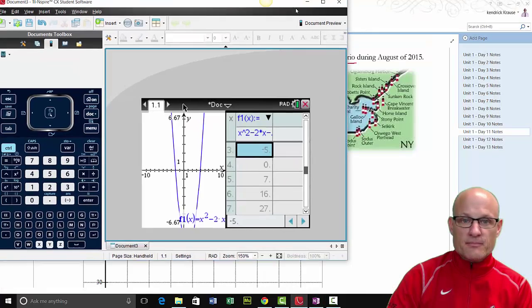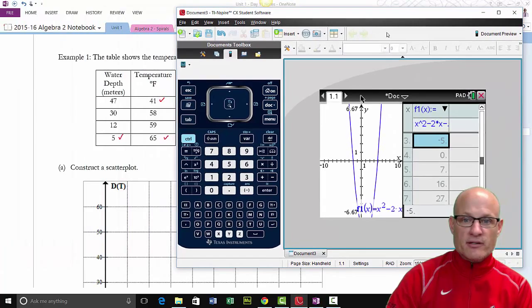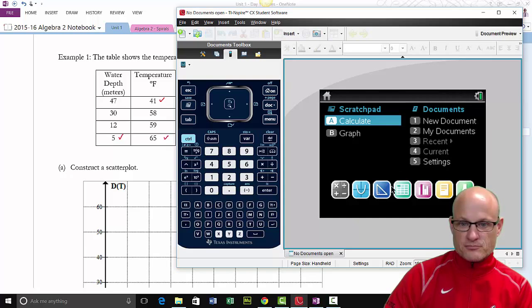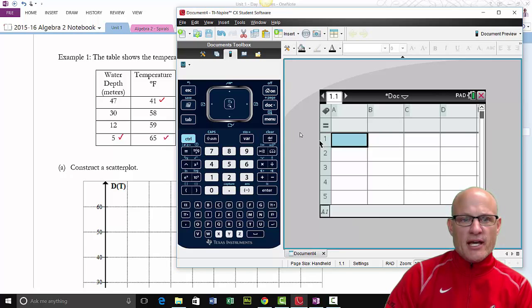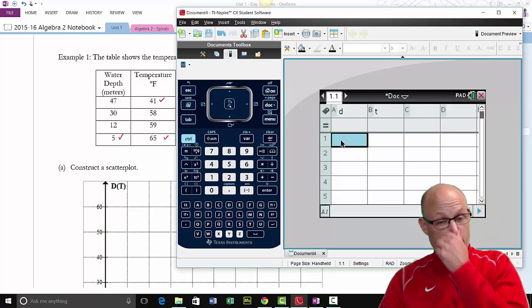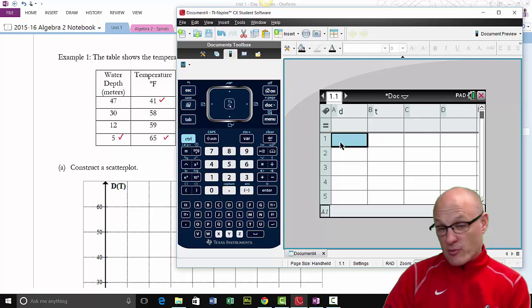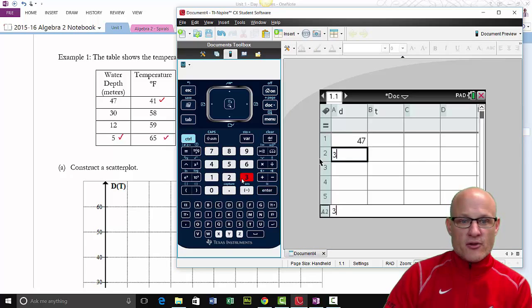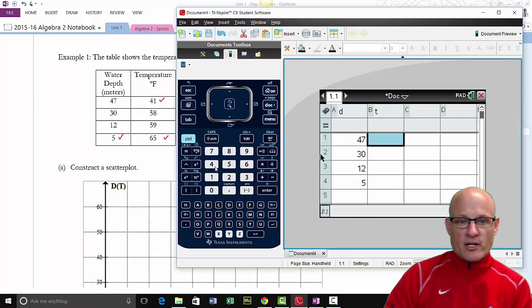Let's see if I can kind of get this on half my screen. Here we go. So here's how it works. That's from the last thing. We'll go into our spreadsheet. And this is my depth. And this over here is my temperature, because the depth is the independent variable and temperature is the dependent. So it depends on how deep I am, it depends on what the temperature is. So 47, 30, 12, and 5. And you'll notice the temperature is going up.